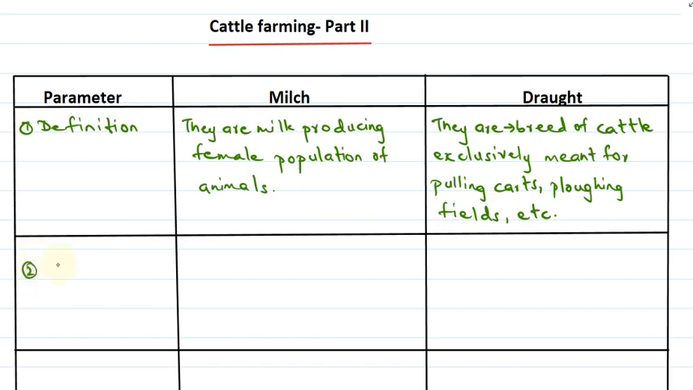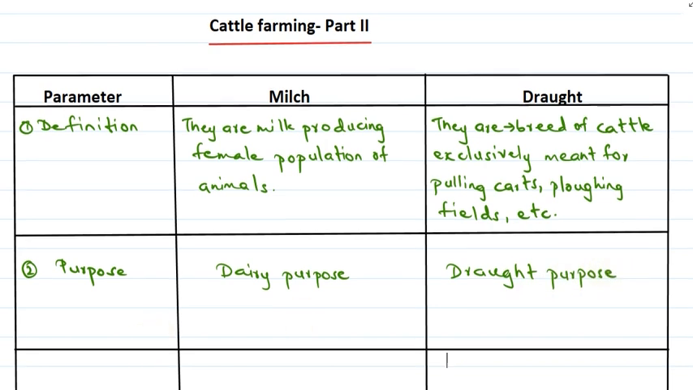Then we would talk about the purpose. The purpose of milch is that they are meant for dairy purpose, and the draught breed is meant for draught purpose.